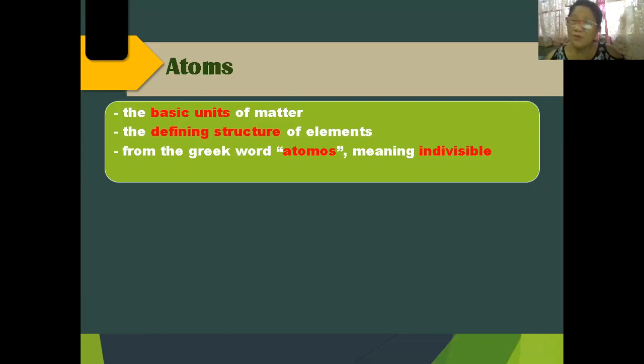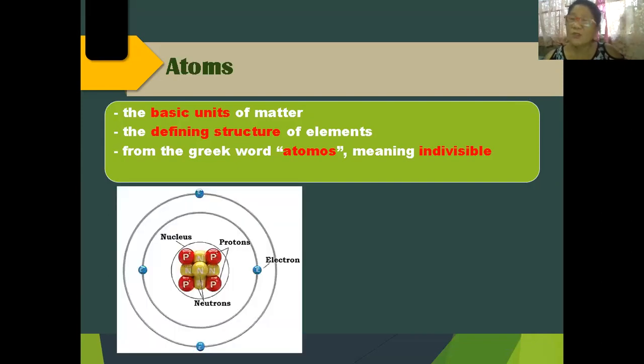So let's move on. Actually, atoms are known to be the basic unit of matter. These are the defining structure of an element. If you talk about an atom, only this is the smallest particle of matter. During the Greek time, the olden time, according to Aristotle, there is a small particle named atomos. This is a small particle, but it is indivisible according to him, meaning it could not be divided, it could not be cut.